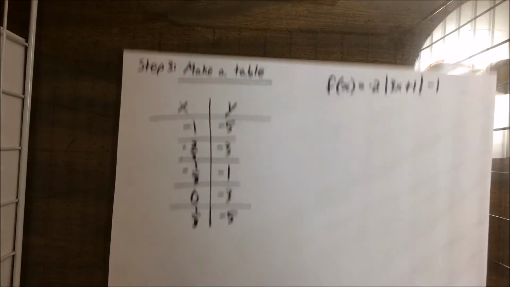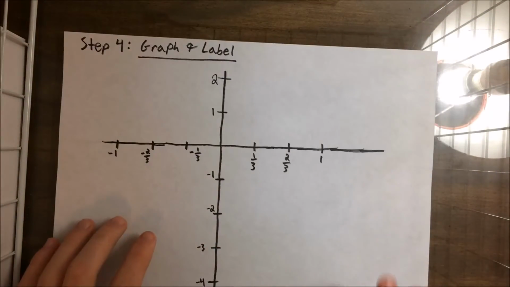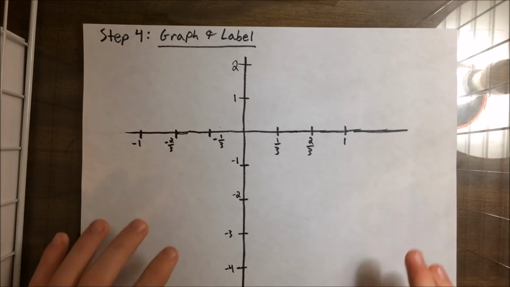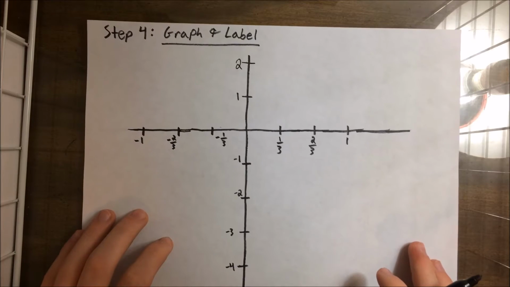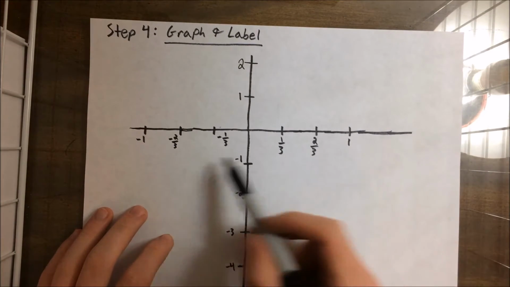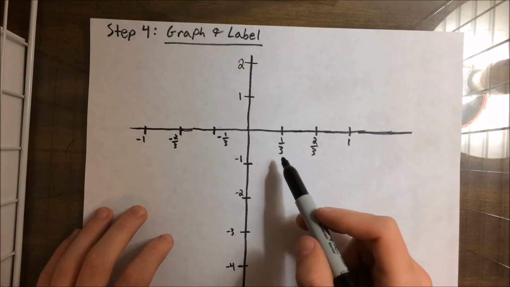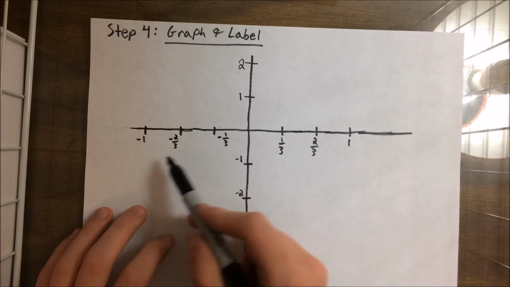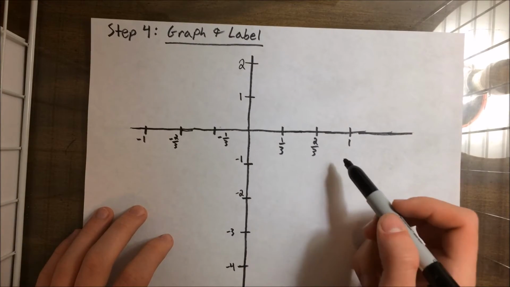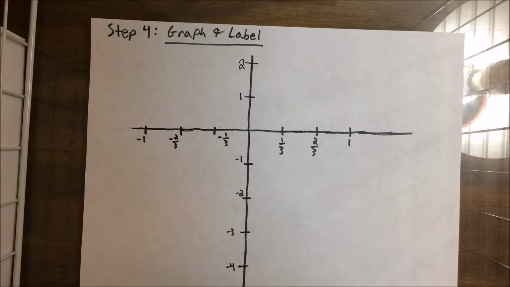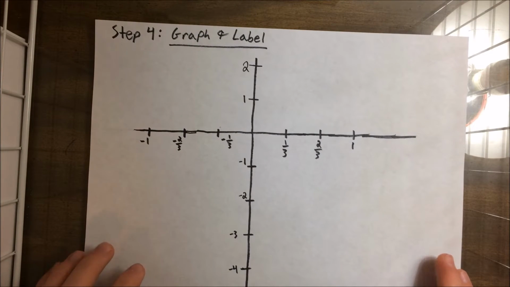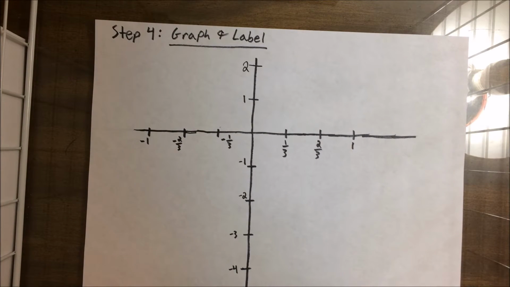Okay, let's move on to step 4. Let's go ahead and graph and label. Okay, so in this graph, if you notice, the x scale is by thirds, and the y scale is by 1. That's something to take note of. So the width of the graph is not going to be completely accurate, but I had to do that to really fit it onto the page well.